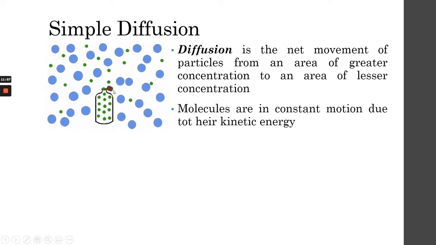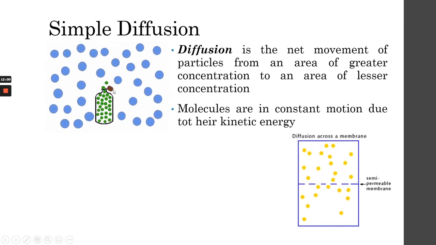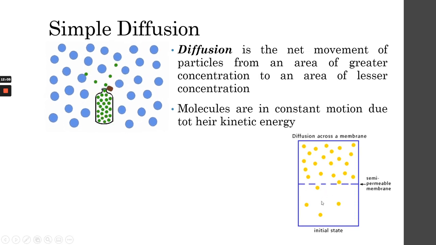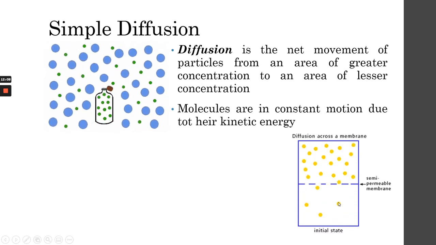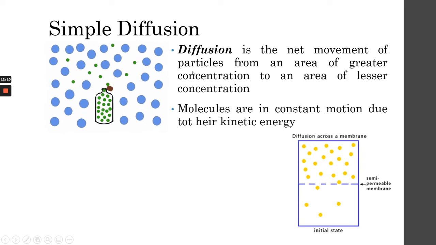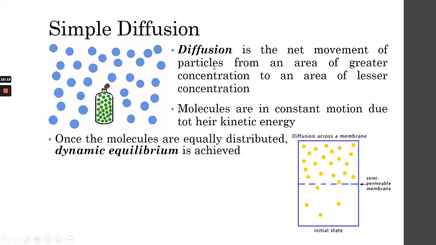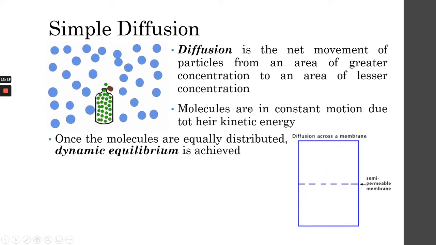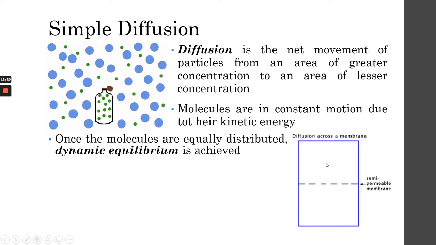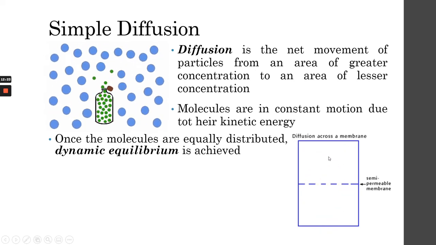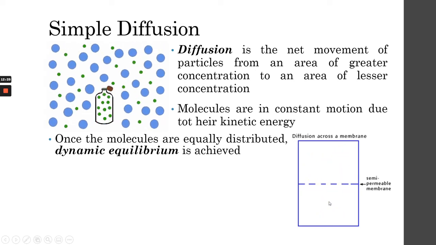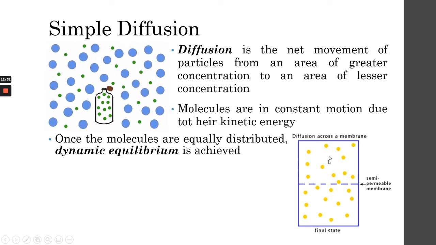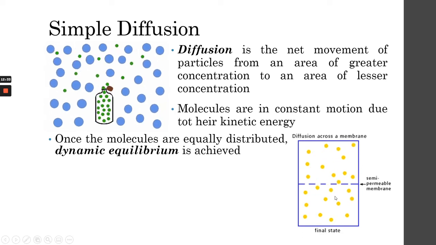And they diffuse across the concentration gradient. So for example here, you have an area of higher concentration and it moves to an area of lower concentration. That is diffusion. It's the movement of particles. Once the molecules are equally distributed, they achieve what we call dynamic equilibrium. So let's focus on this moving picture right here. As the molecules move from an area of high concentration to lower concentration, it does not mean that once they become equal, the number of solutes here is equal to the number of solutes here.